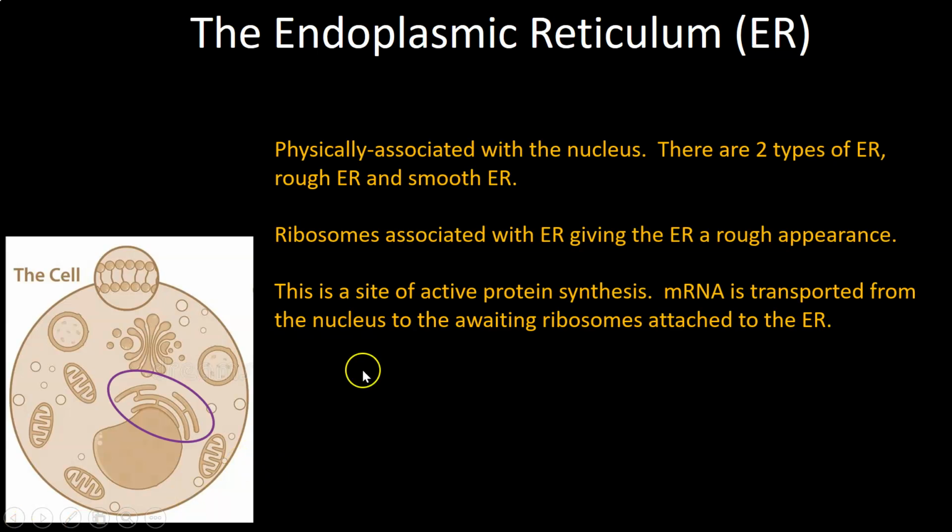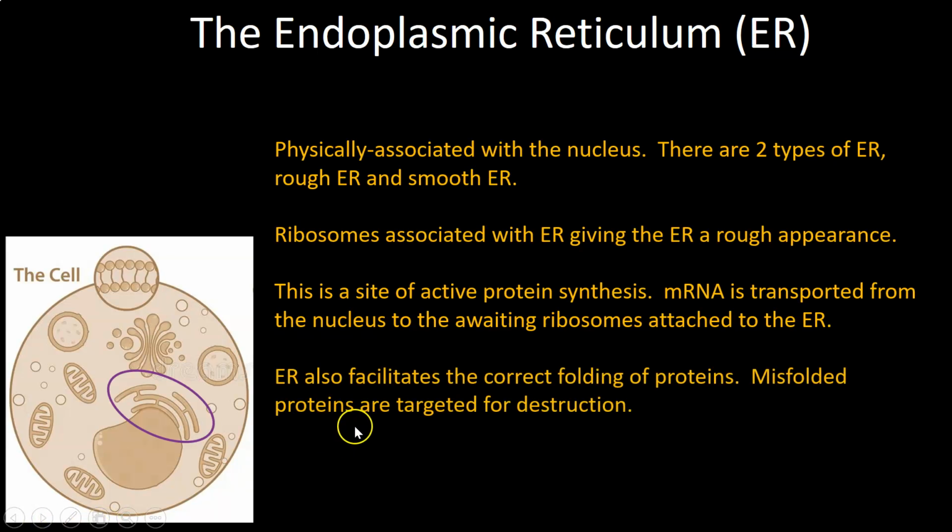Okay, so this is the site of active protein synthesis because of the ribosomes' attachment. Messenger RNA is transported from the nucleus to the awaiting ribosomes attached to the endoplasmic reticulum. Once the protein is synthesized by the ribosomes, the smooth endoplasmic reticulum portion of it facilitates the correct folding of protein.